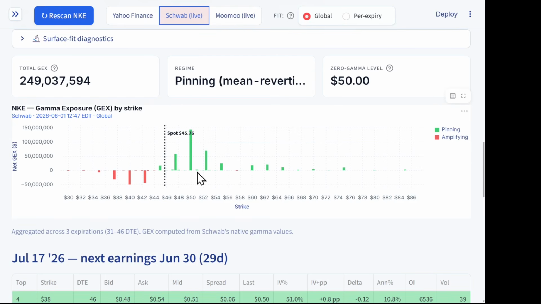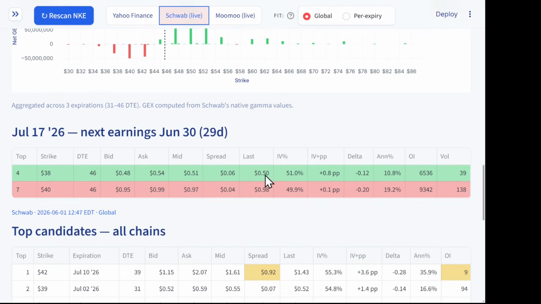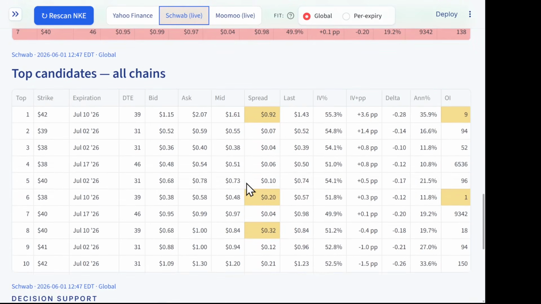Claude took the lead in designing and implementing GEX for us. Next, we have the expiration table showing all the data in the chart for an expiration in table format. Green lines are good, red not so much. And then the top candidates table showing the best candidates across all expirations, ordered by IV plus PP, which is a measure of relative implied volatility.